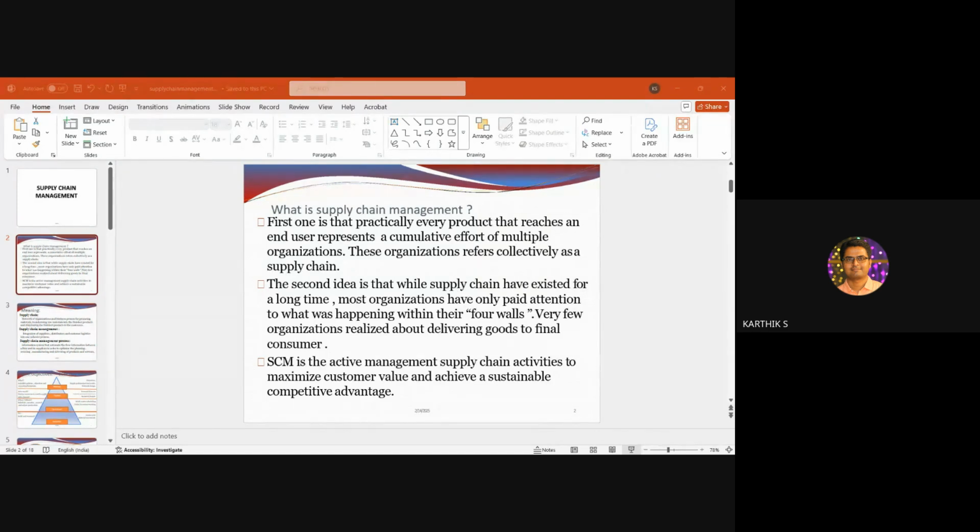But the Toyota management was not able to figure it out, and they gave that analysis.